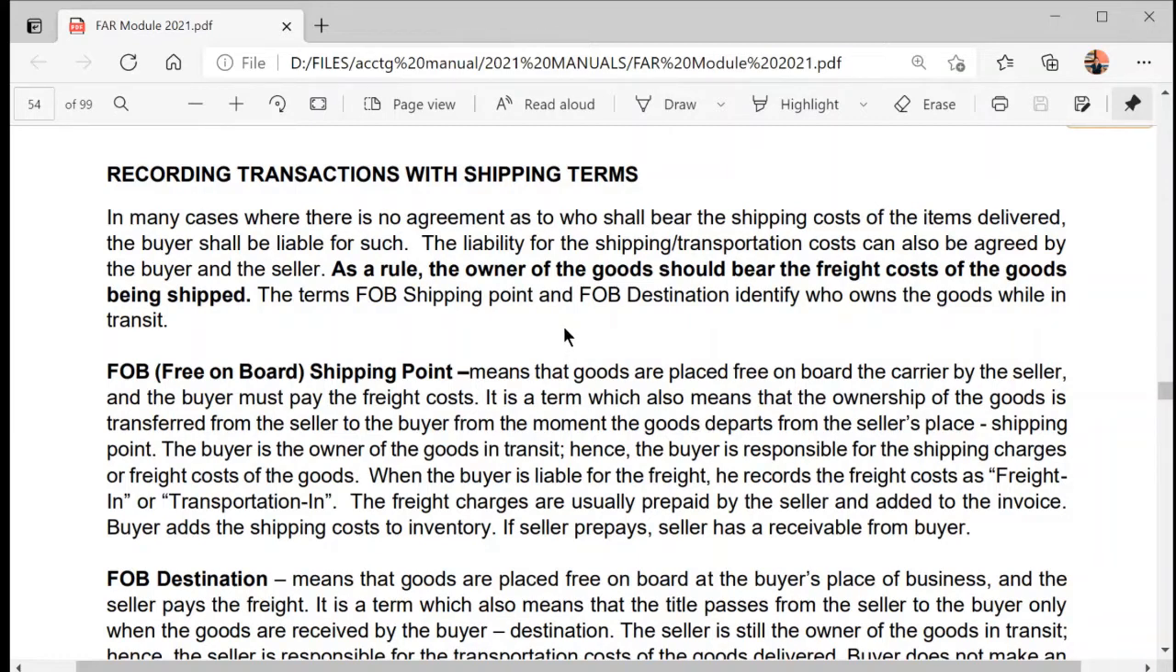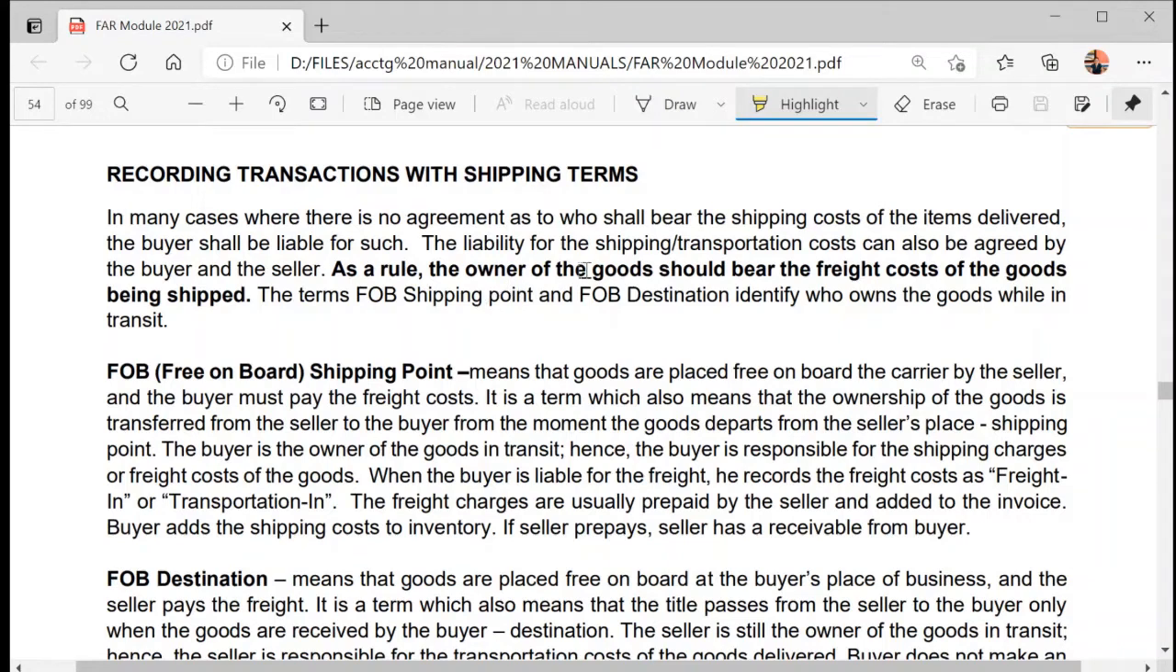So if there is no agreement as to who will bear the shipping cost of the items delivered, the buyer shall be liable for such. So the buyer pays if there's no agreement. Usually that is the case if you try to order online, right? From Shopee, Lazada, and even food delivery services, right? The buyer is the one who pays for the freight.